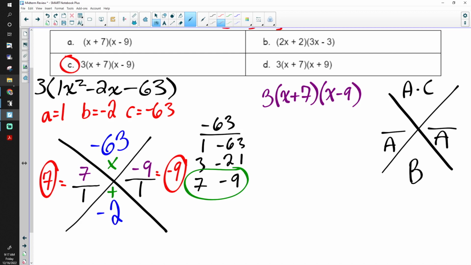Okay? That is factoring. You will have to factor one problem. Yeah. It does not matter what order these are in.